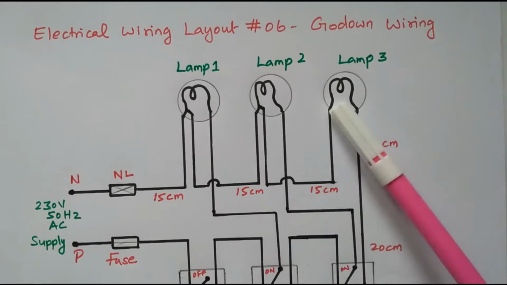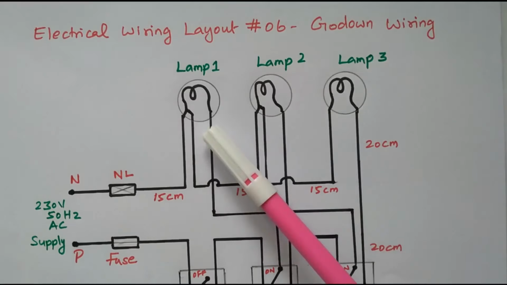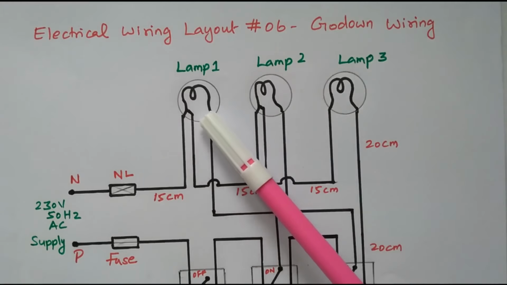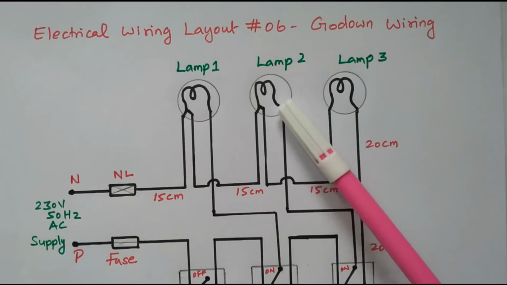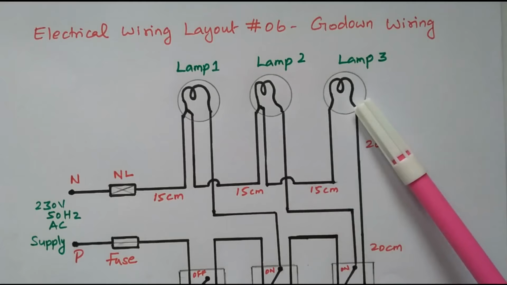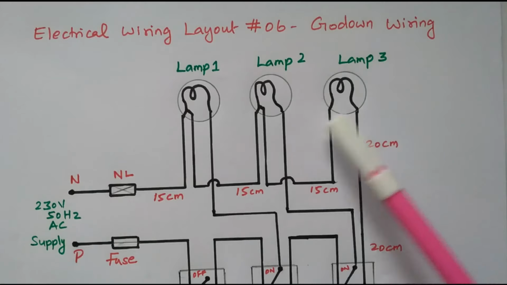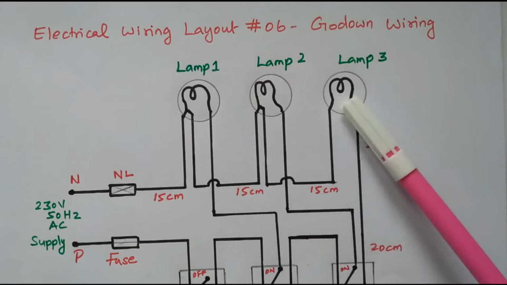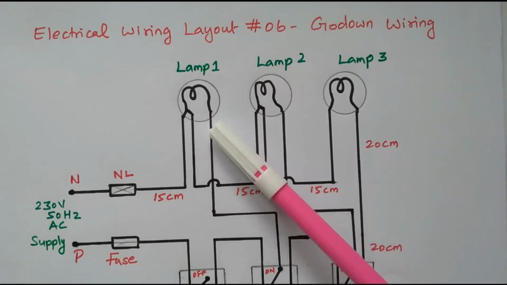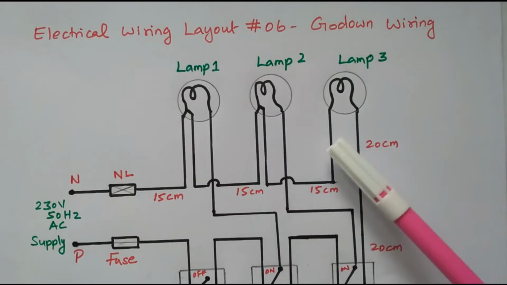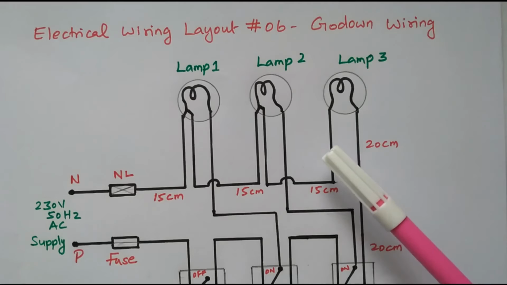We need to operate any one lamp, that is enough. While entering we need to turn on lamp 1. While entering the godown at the center place, we can turn on lamp 2. At the end we can turn on lamp 3. So any one lamp is required. In this wiring we are able to operate these 3 lamps independently. We can operate them by using the switches, according to our requirement.